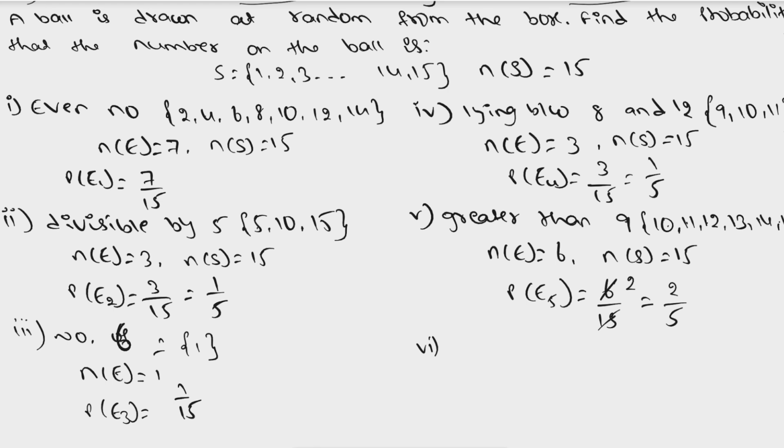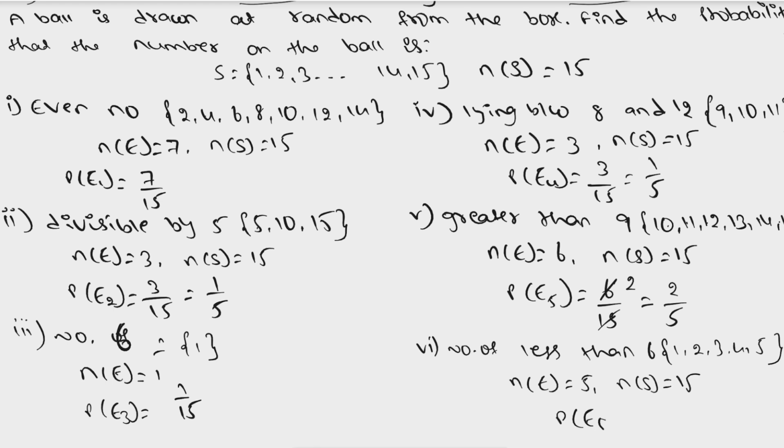Next, we have our sixth question. Here we need to find the probability of getting a number which is less than 6. So all the numbers up to 5. Favorable outcomes are 5 and total outcomes are 15. The probability of getting the sixth event is 5 by 15, which is equal to 1 by 3. This is our question number 9.